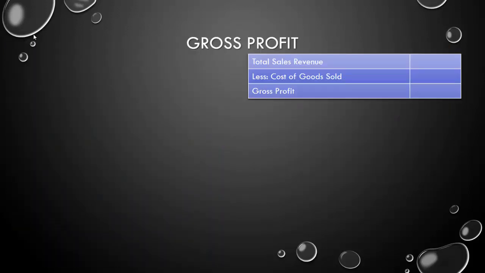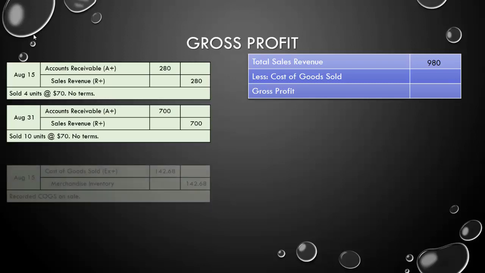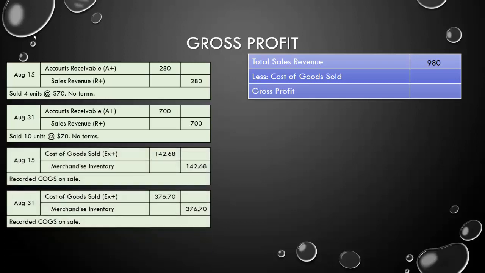Using the AVCO method, Kylo Fashions would have a total of $980 in sales revenue that we see from our 2 journal entries. In our 2 journal entries, we recorded cost of goods sold of $142.68 on August 15th and $376.70 on August 31st. Our total cost of goods sold is $519.38 for the period, which means our gross profit would be our revenue of $980 minus our cost of goods sold of $519.38, or $460.62.